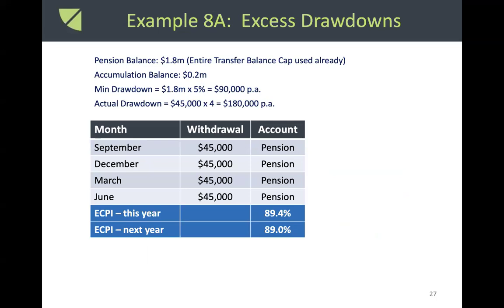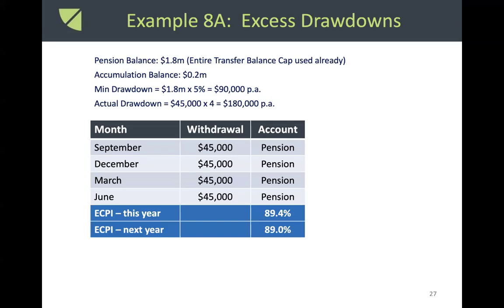So here we have a scenario. We have a pension balance of $1.8 million. The member, let's suppose, has already used up their entire transfer balance cap. We've got an accumulation balance of $200,000. The minimum drawdown for this member is $90,000. Their actual drawdown is $180,000. We had a question about this earlier and I said I would come back to it. I'm now coming back to it in this example, 8A and also 8B.